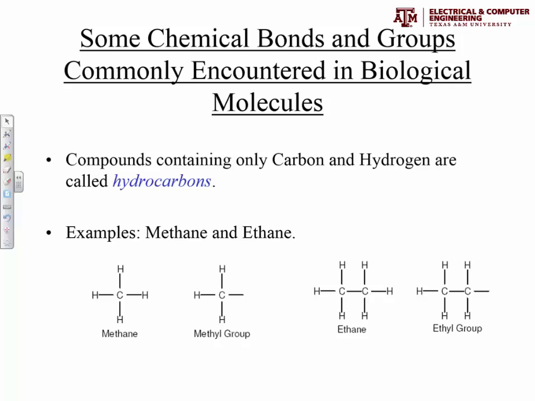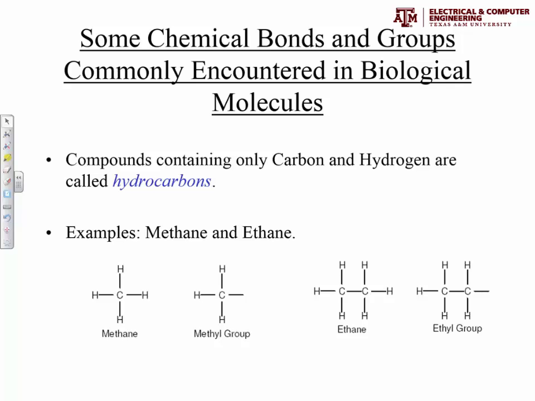Again, this is not a class on organic chemistry, so we are not going to go into the entire list, but I'm just giving you a few examples. Now, if you have methane here, and you go ahead and remove one hydrogen from it, then you have what is called the methyl group. CH3 is the methyl group.